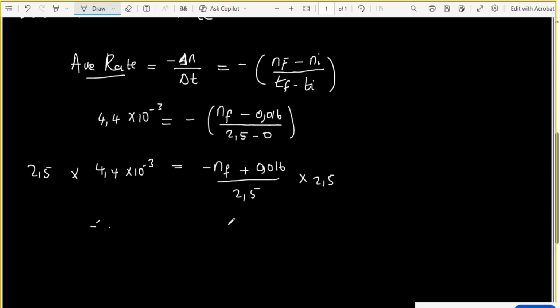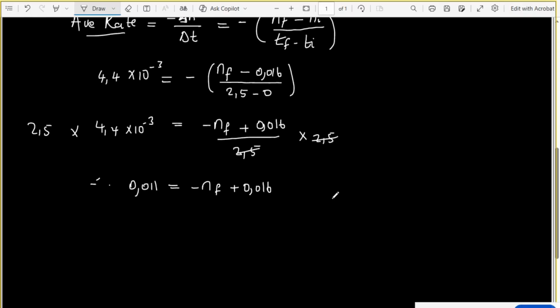Okay, so I get 0.011. Okay, so this is 0.011 like that. Yes, when I times 2.5 times the 4.4 times 10 to the minus 3, and then we are left with minus n final plus 0.016, right? The 0.016 will come this side. This will be 0.011. We minus the 0.016, which is equal to negative n final.